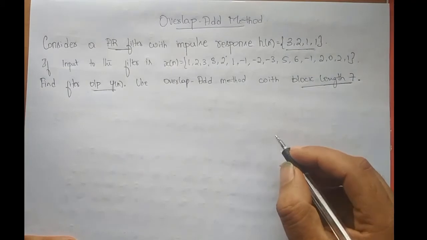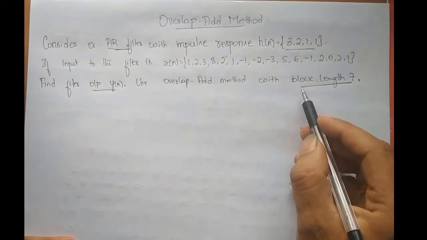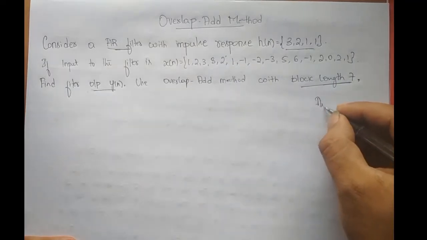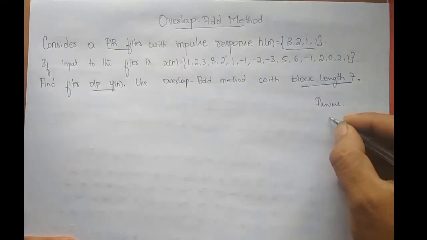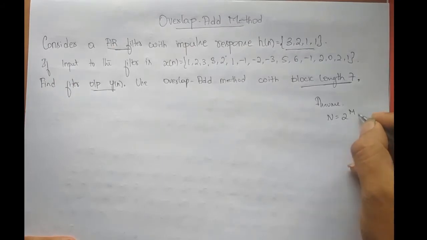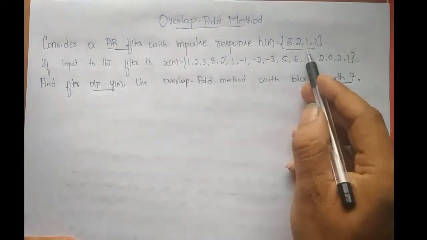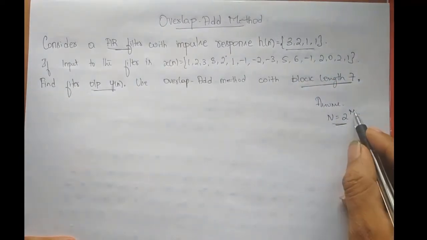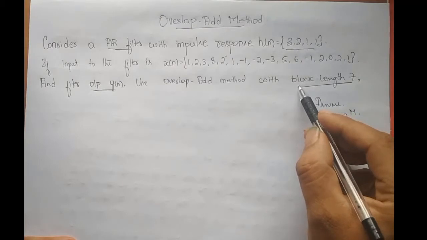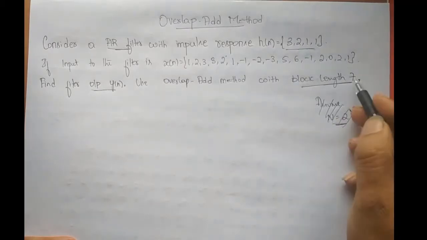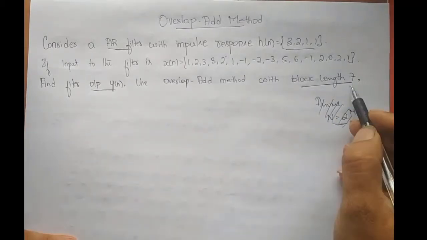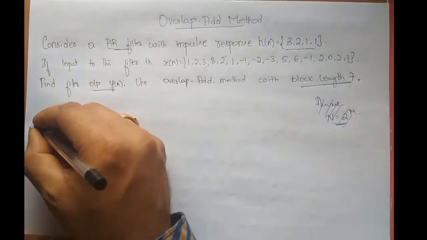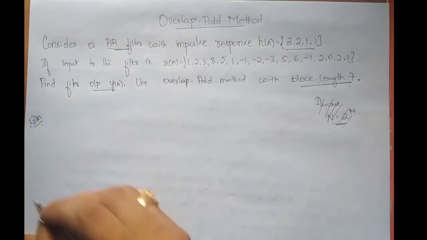In case you don't have any specification of block length in the problem, you have to assume block length N as 2 power M. And what is M here? M is the length of the impulse response. So assume block length as 2 power M in case block length is not given. Otherwise you choose the block length given. In our case we choose 7, and we'll find the system output for this.